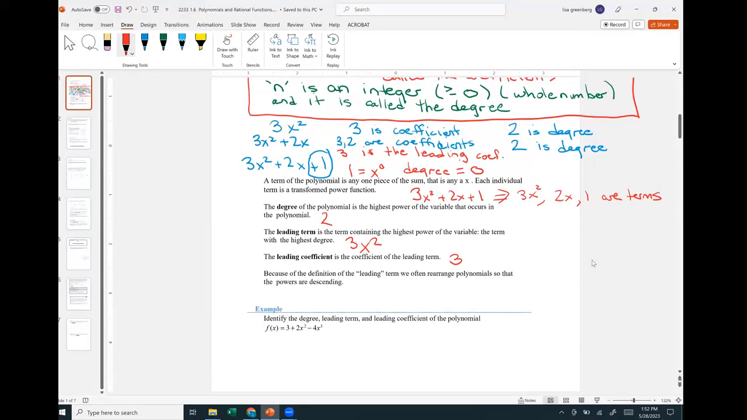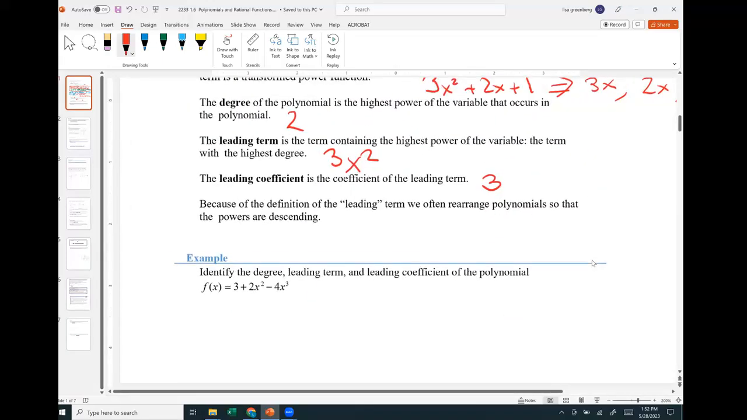Let's do our first example. Identify the degree, leading term, and leading coefficient of this polynomial. Well, it's not in standard form. Let's rearrange it because they're asking us a lot about degrees and leading terms and leading coefficients. So we're going to rearrange this to minus 4x cubed plus 2x squared plus 3. Once we do that, it's very easy.